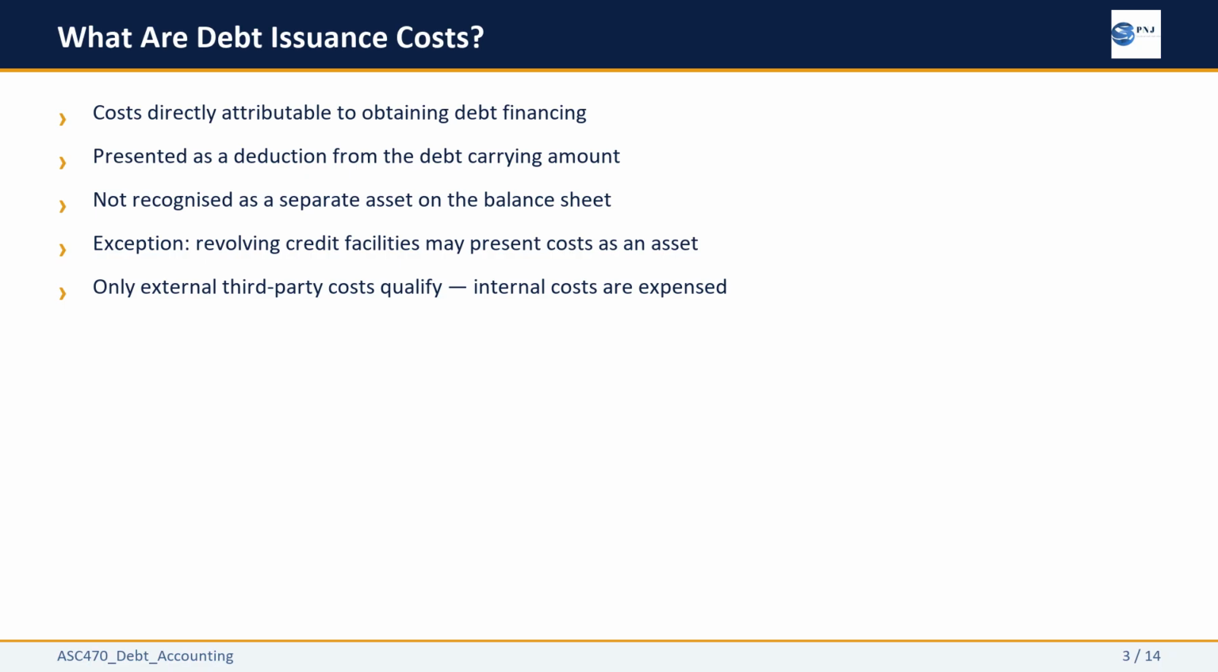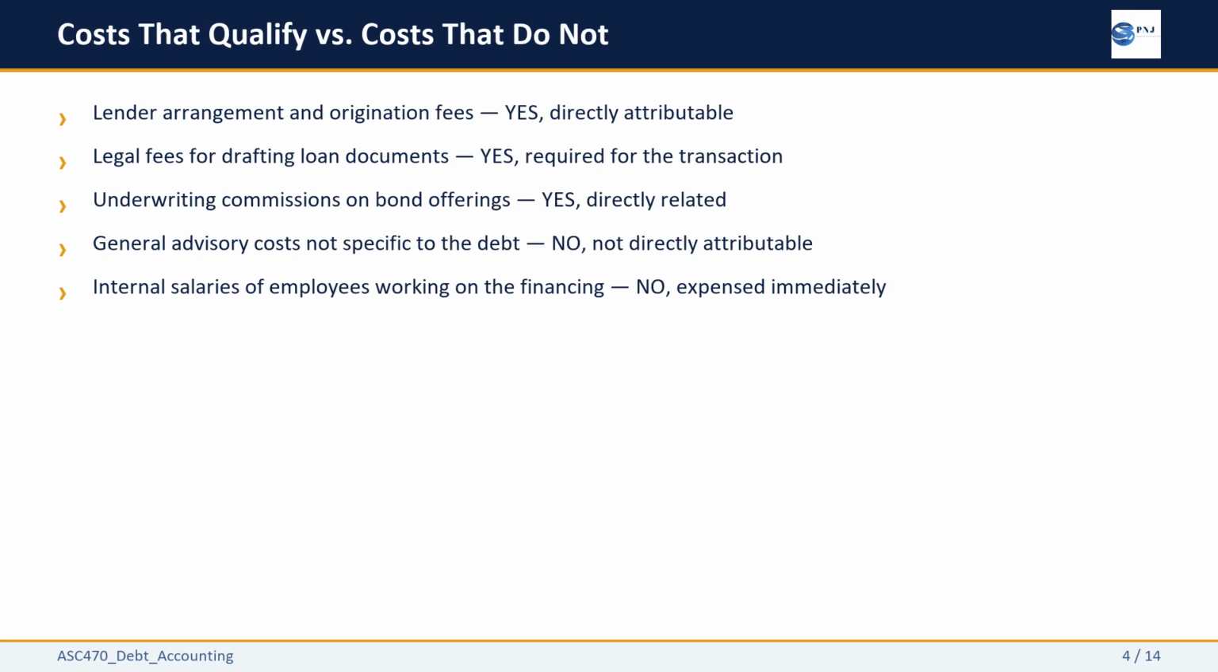And remember, only external, third-party costs qualify. Your internal team's salaries while negotiating the loan, those get expensed immediately. The test is direct attributability to the specific debt instrument. If the cost would not exist but for this particular financing, it likely qualifies.